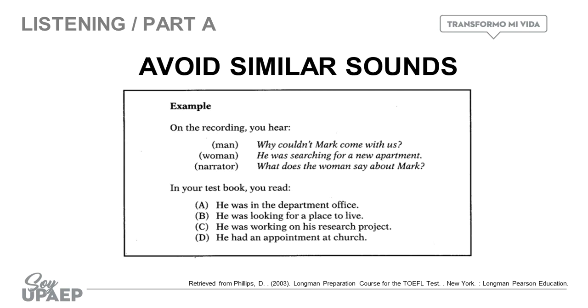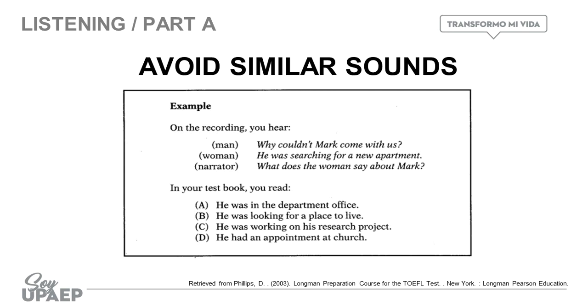The options to answer these questions are A. He was in the department office. B. He was looking for a place to live. C. He was working on his research project. D. He had an appointment at church. If you notice, the answer for this question is letter B. He was looking for a place to live.